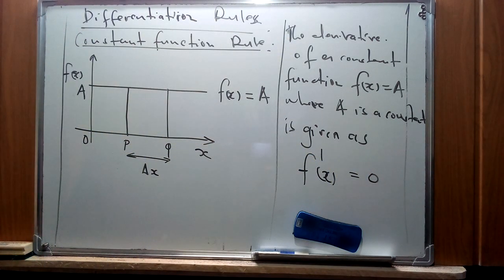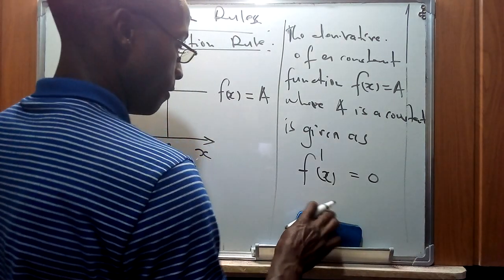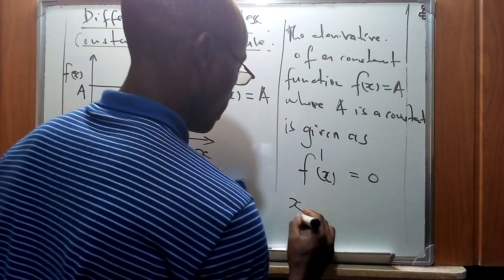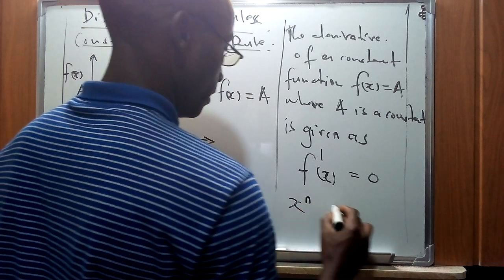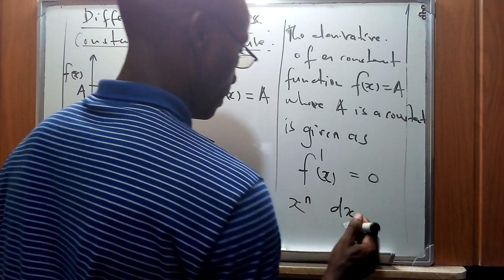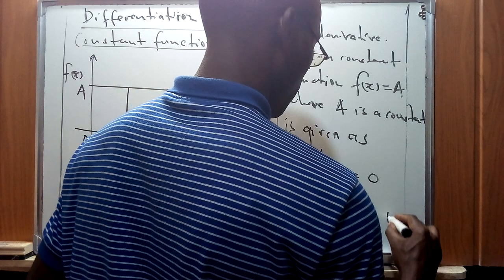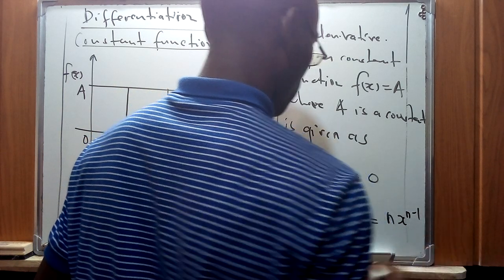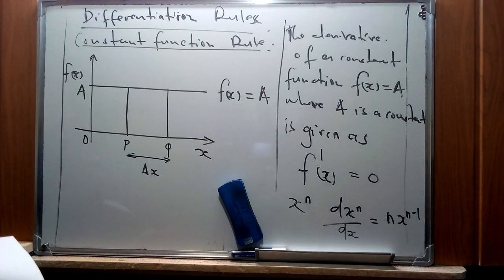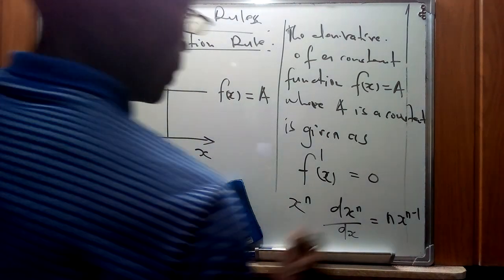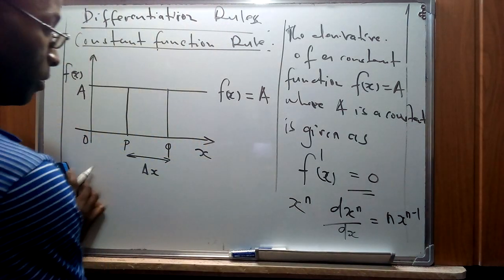So basically from the power rule we look at how we can find a differential or a derivative of a function, and we said that if the function is given as x to the power n, then d(x^n)/dx is given as n x^(n-1). So we're going to use this particular concept and give a short illustration for that.